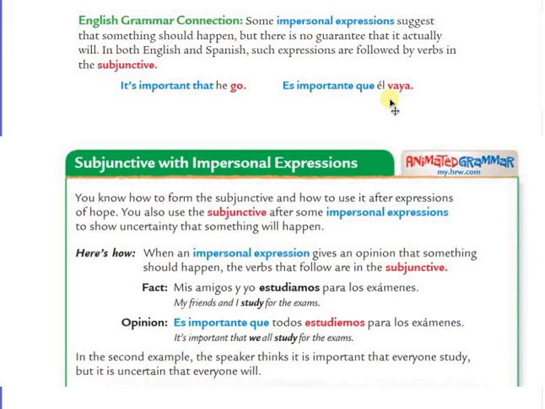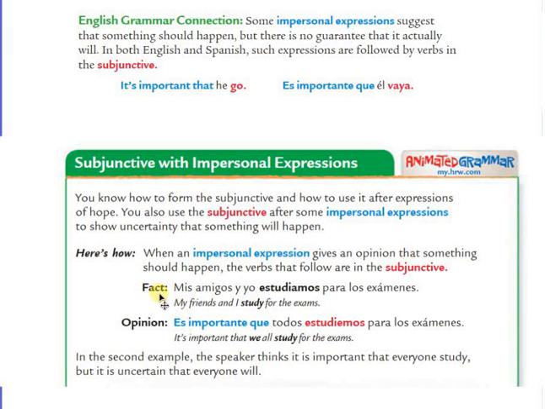Because remember, the use of the subjunctive in Spanish is when you're not certain that something will for sure happen. And when you advise people, when you say it's important, it's a good idea, you are not sure that the person that you are advising will really do it. So, when an impersonal expression gives an opinion that something should happen, the verbs that follow are in the subjunctive.